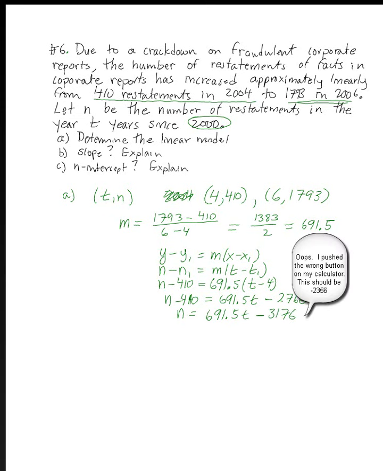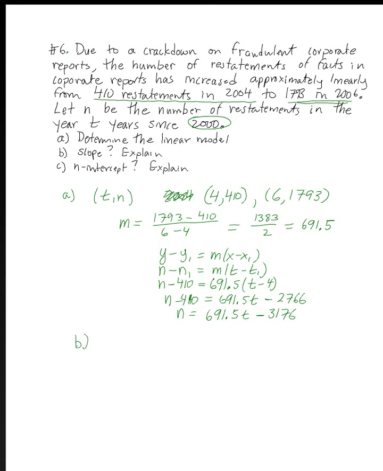Now notice, technically, I didn't really need to get n all by itself. But I was looking ahead and seeing, you know what? Probably going to need to anyway, because it's asking me something about the n-intercept. So I guess I decided I might as well just go ahead and figure it out. So there's my answer for part A. There's my linear model.